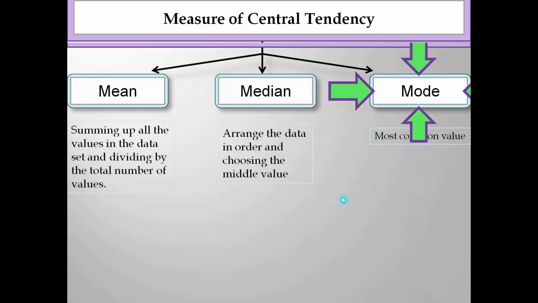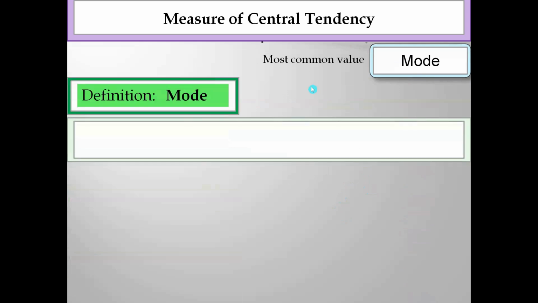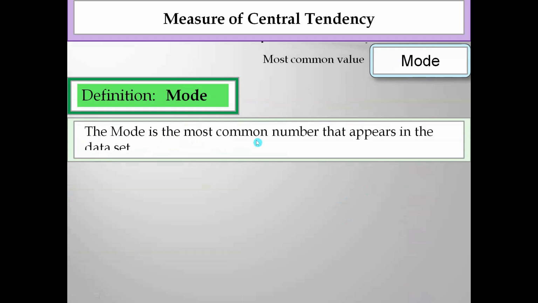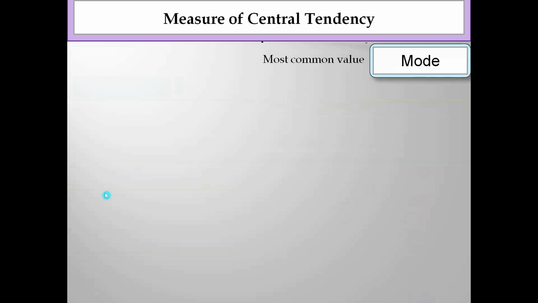Time to talk about mode. Since mode is the most common value, let's have a formal definition for this. The most common number that appears in the data set. Let's check out a quick example.